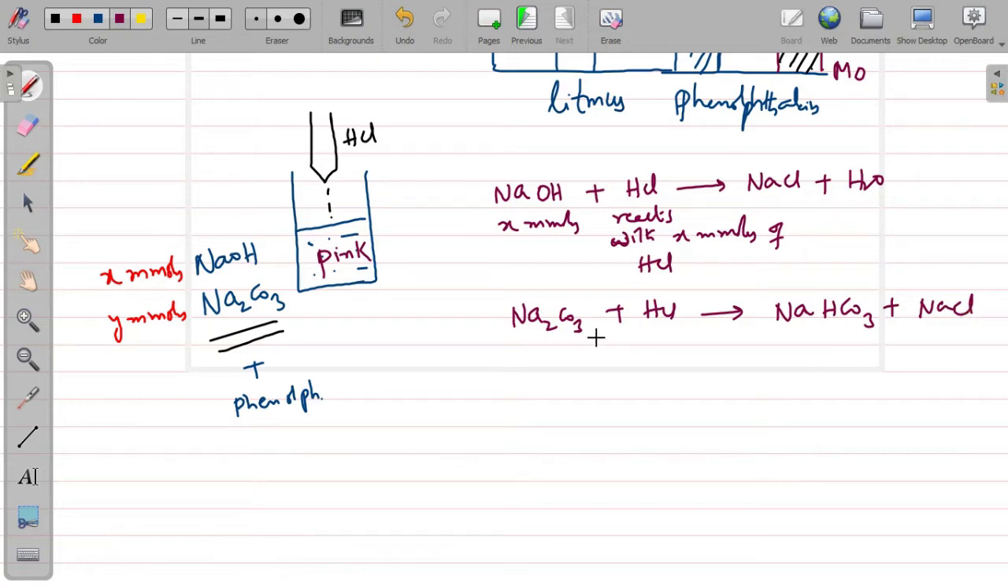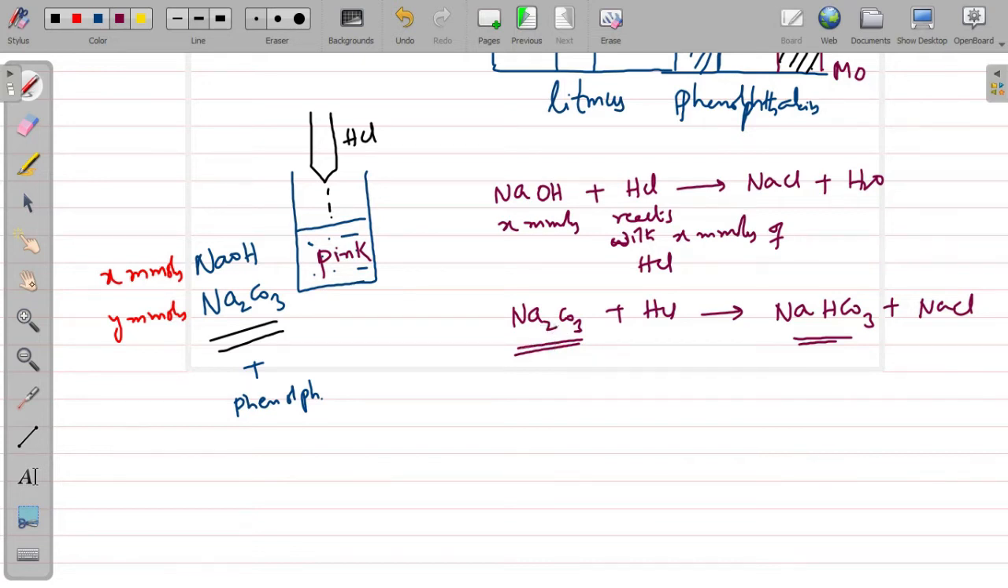Now, actually NaHCO3 is an amphiprotic compound. It can act as a base, it can act as an acid also. Na2CO3 after reacting with HCl forms NaHCO3. NaHCO3 is a weaker base compared to Na2CO3. Therefore, until the total Na2CO3 is completely reacted, NaHCO3 does not begin its reaction with the HCl. So it waits till the total Na2CO3 is completed in the reaction.